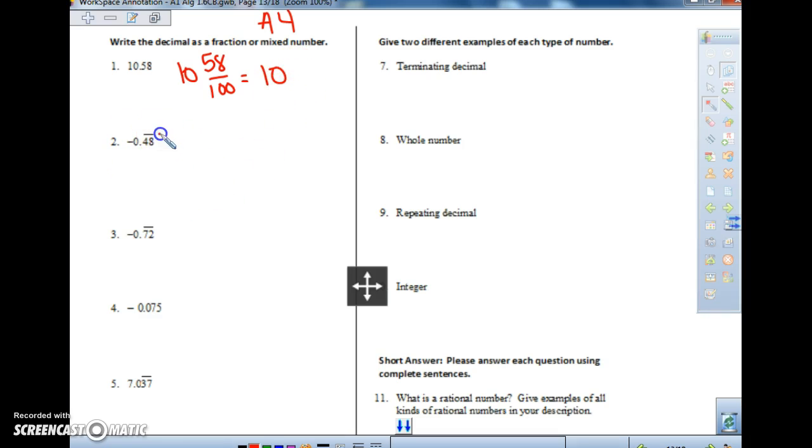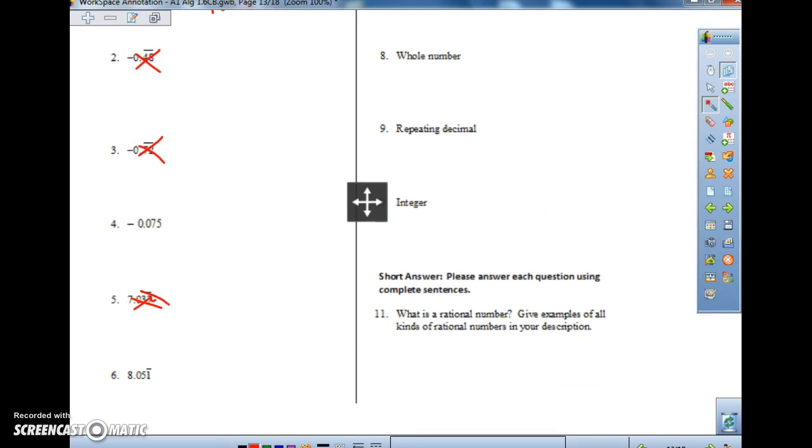Don't get too worried about the repeating decimals. We're going to go over those. That's kind of something that we'll be looking at. But the main thing I wanted you to think about is giving these examples on this page. So any decimals that do not repeat, you can do those.